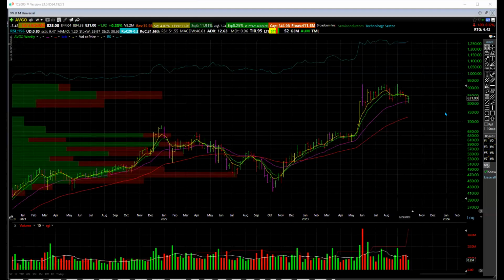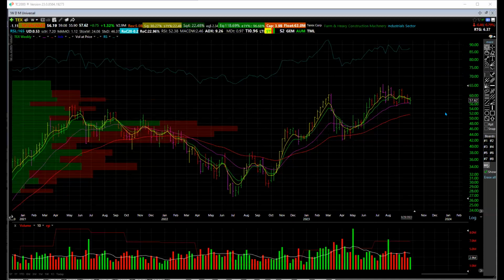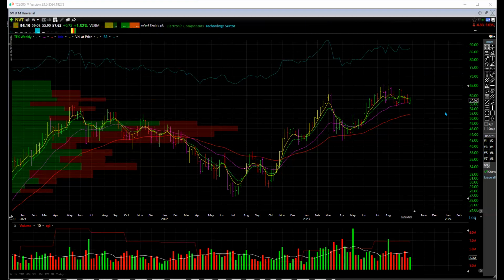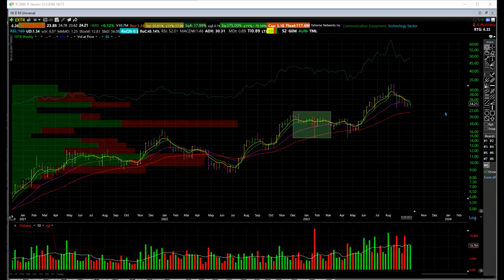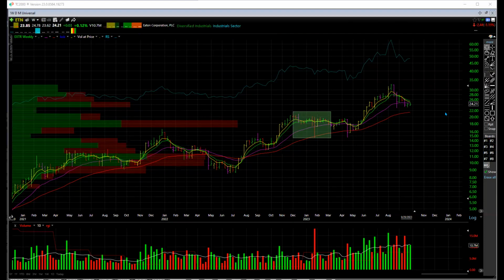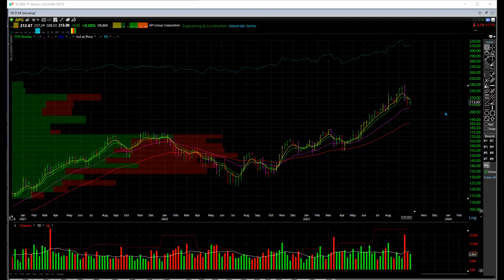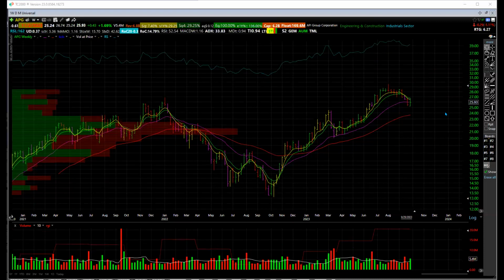As is Arista, Broadcom. It looks like a bit of a consolidation, but potentially could offer a breakout. And this one looks kind of like a cup and handle, starting to look a little longer. A nice little base. Extreme Networks, this looks like it's still on the left side, maybe forming the bottom of the base there. ETN, early on. APG, a pullback, maybe starting to form the bottom of the base.